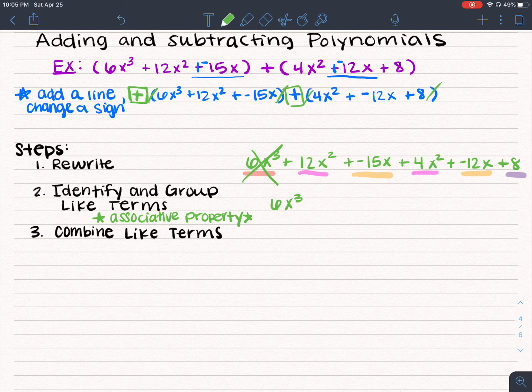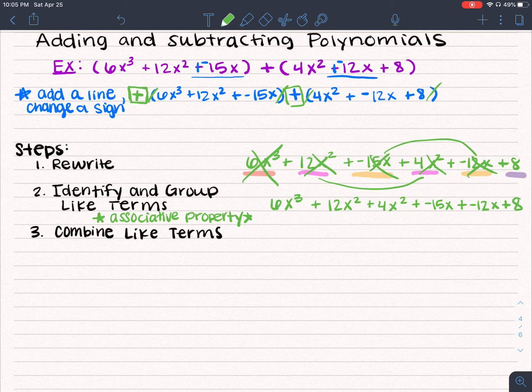And I like to, because I'm a visual person, I like to cross it off if I've used it. So now we're going to bring down our next term, 12x squared. And we know that it matches our 4x squared in like terms. So we'll bring our 4x squared down as well. So I'm going to cross both of those out because we used them. So our next one is negative 15x. And we know that that goes with negative 12x. Perfect. And lastly, we have our constant, which we will bring down. Right? So we've identified and grouped our like terms.